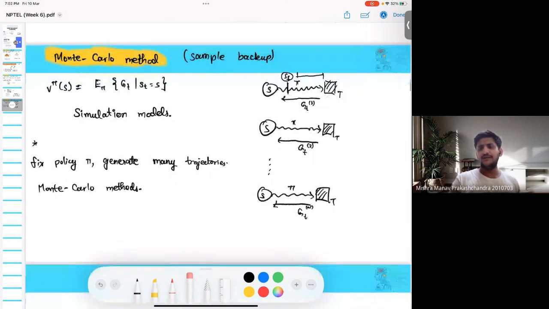So now it turns out all this update I'm doing is for one state S. Okay. Once the episode ends, I again go back to my starting state S. I again draw out a trajectory, make an update, and come back.